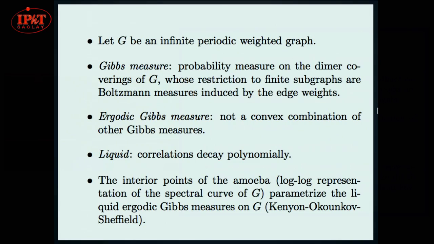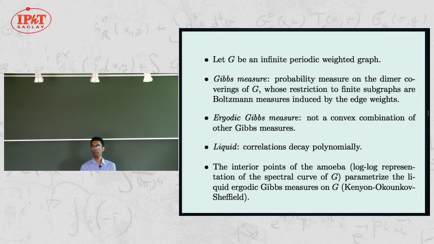So when you have an infinite planar graph, you no longer have a Boltzmann measure, because you can't just have the weight of a dimer covering, because it involves a monomial with infinitely many terms. What replaces the Boltzmann probability measure is the notion of Gibbs measure. So what is a Gibbs measure? It's a probability measure on dimer coverings of your infinite graph, such that whenever you have a finite subgraph of that infinite graph, and you constrain the configuration outside of that finite subgraph, then the conditional measure induced on that finite subgraph is nothing but the Boltzmann measure induced by the edge weights on that finite subgraph. So it's a generalization of Boltzmann measures to infinite graphs.